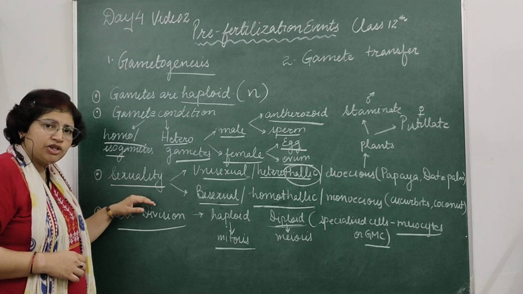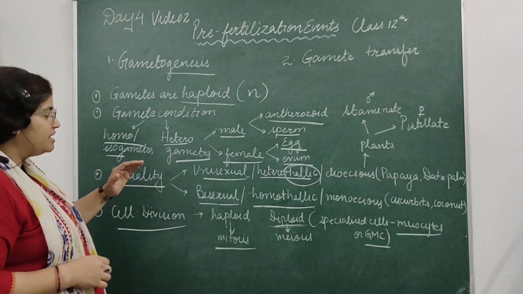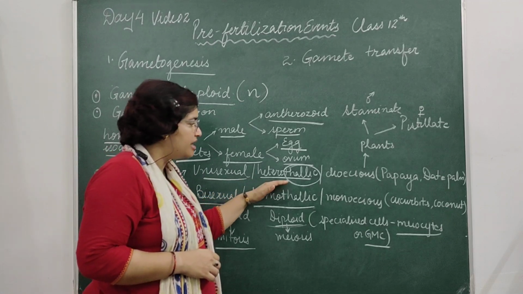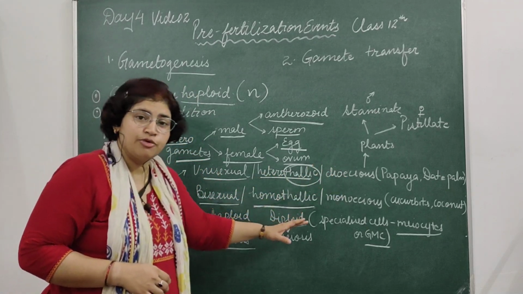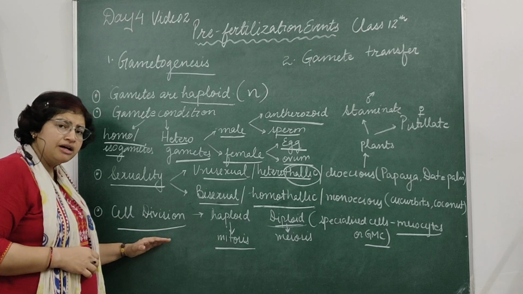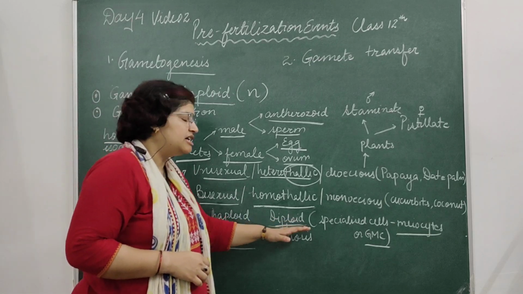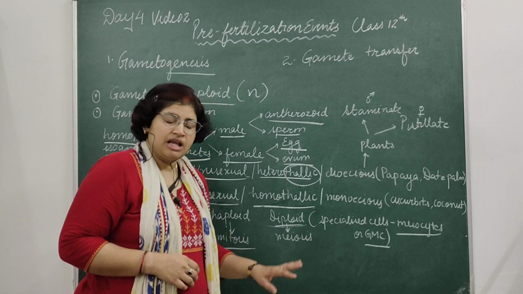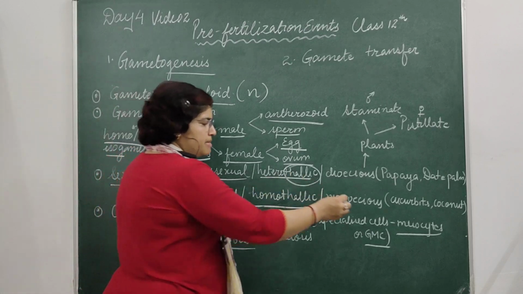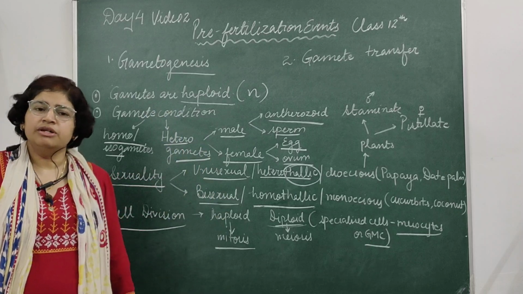Next is sexuality. On the basis of whether they carry one sexual organ or two sexual organs in their body, organisms are categorized into unisexual and bisexual. For unisexual, the terms we use are heterothallic and dioecious. In case of bisexual, we use homothallic or monoecious. And what kind of cell divisions will occur? If the organism is haploid, it will follow mitosis to form its gametes, and if it is diploid, it will follow meiosis. In diploid organisms, we have specialized cells only for the formation of gametes, and we call them meiocytes or gamete mother cells. In my next video, today itself, I will explain the gamete transfer. Thank you.